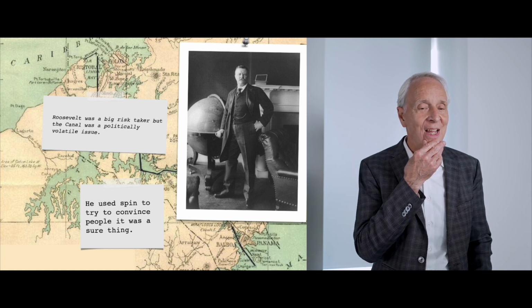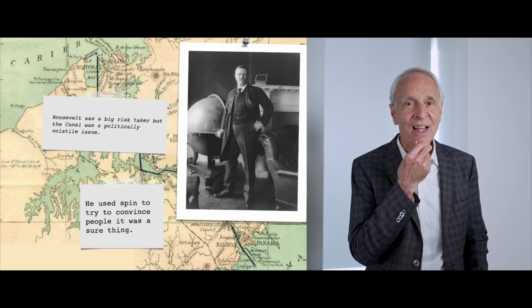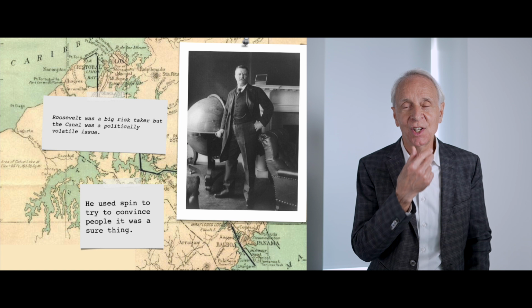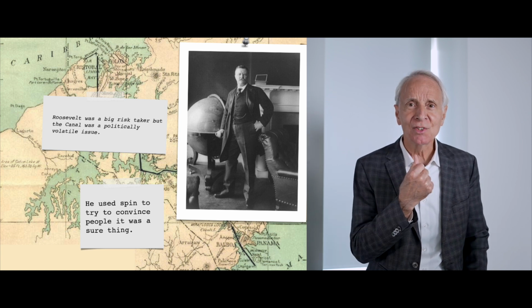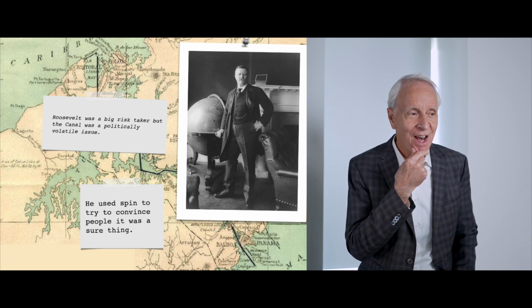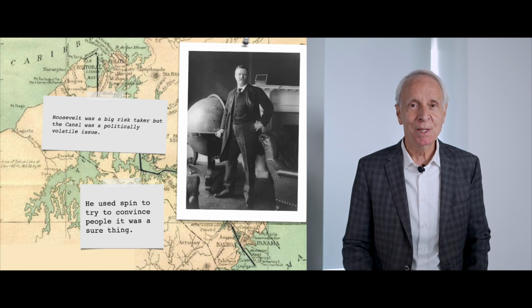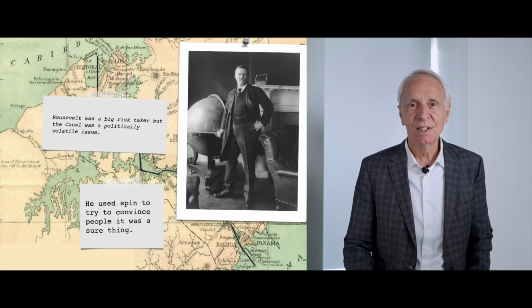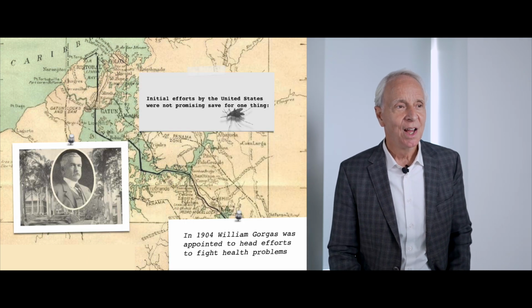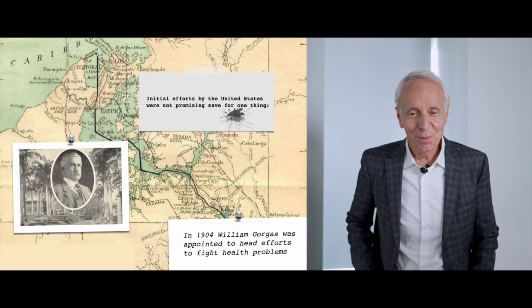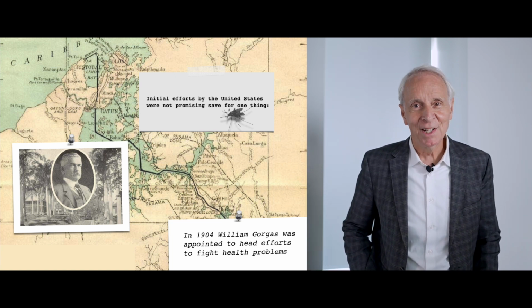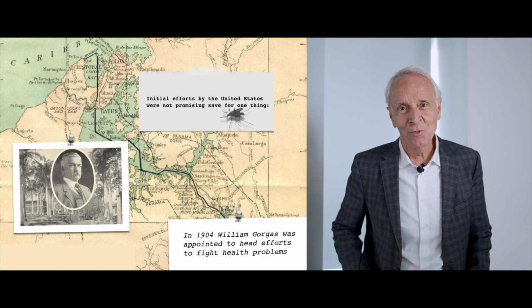Roosevelt was a big risk taker, and he was willing to stick his neck out on this. He was a bully. He thought the United States could do this, we can make this happen. And he used spin to convince people that this was a sure thing, and we were going to do this. However, the initial efforts were not good. We went down there and spent a lot of money and didn't have any more to show for it than the French.